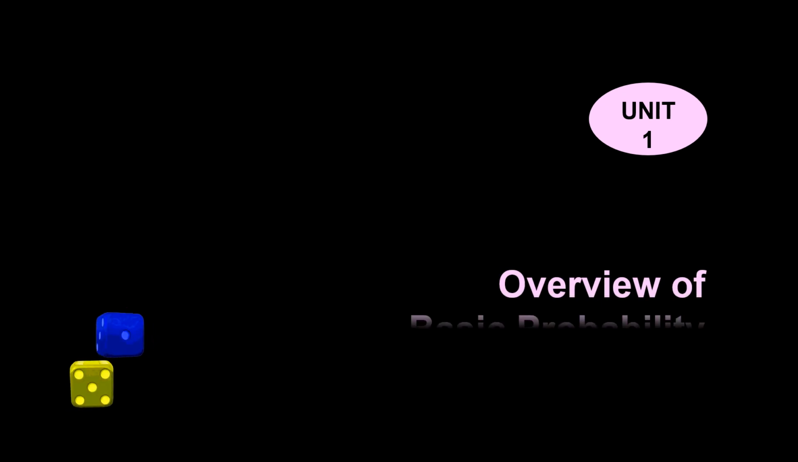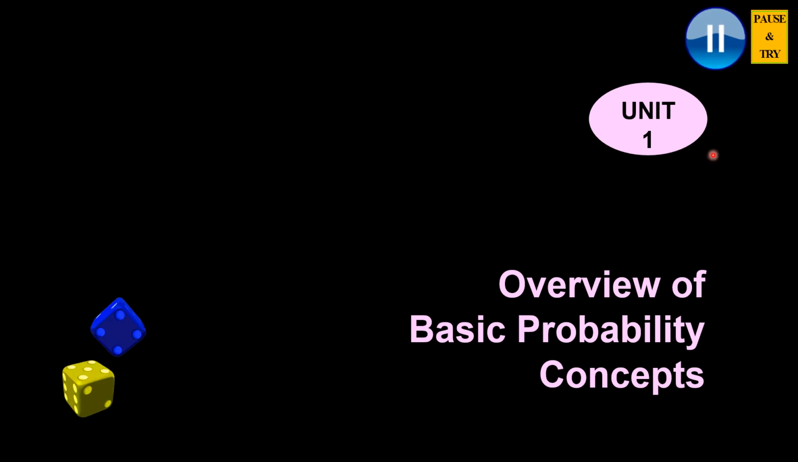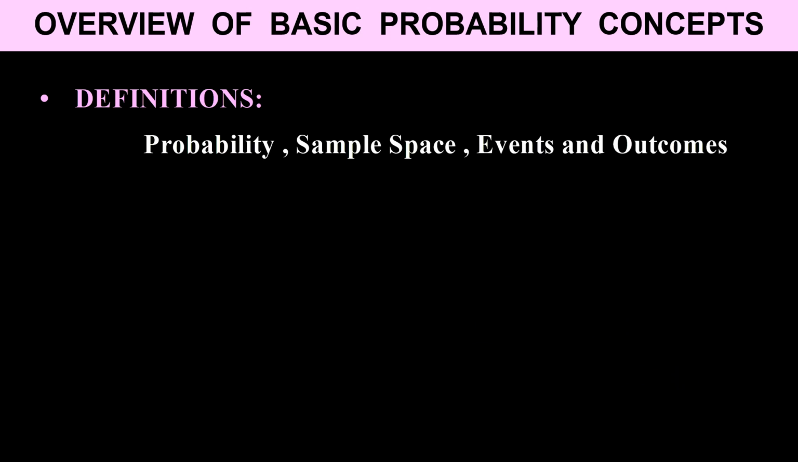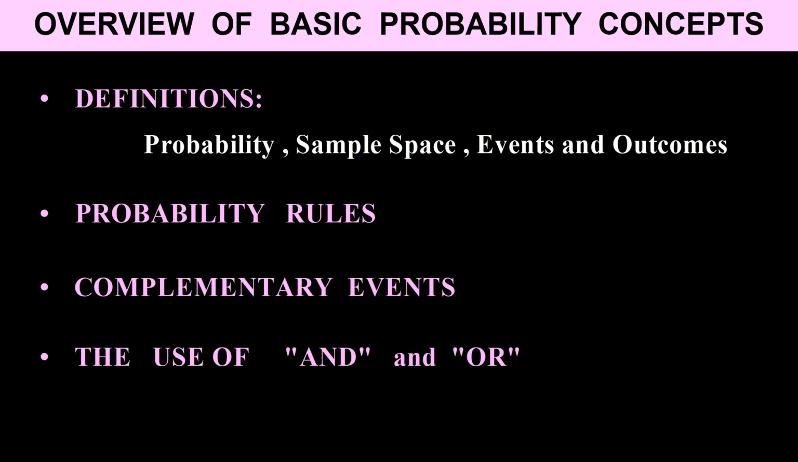In this unit, I'm going to do an overview of basic probability concepts. Throughout the video, wherever this icon appears, pause the video, try the example, and then start playing again, and then you can compare your solution to the one I have provided. The basic probability concepts would be definitions of the concept of probability, sample space, events, and outcomes. Then we're going to have some probability rules, and then we're going to look at complementary events and the use of and, or.